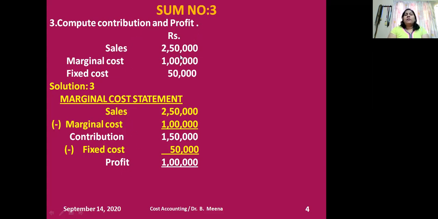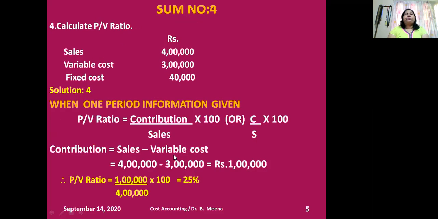So what is my sales? 2,50,000. I have written it over here. What is my variable cost? 1 lakh. So sales minus variable cost gives you contribution, right? Then from the contribution, I need to deduct the fixed cost. My contribution is 1,50,000, which is more than my fixed cost, which means the resulting answer must be the profit. Okay, I think you are clear. Then I will go to the next problem.